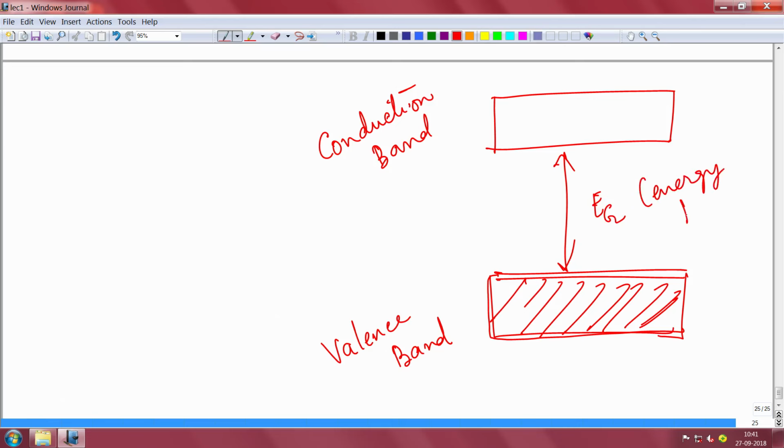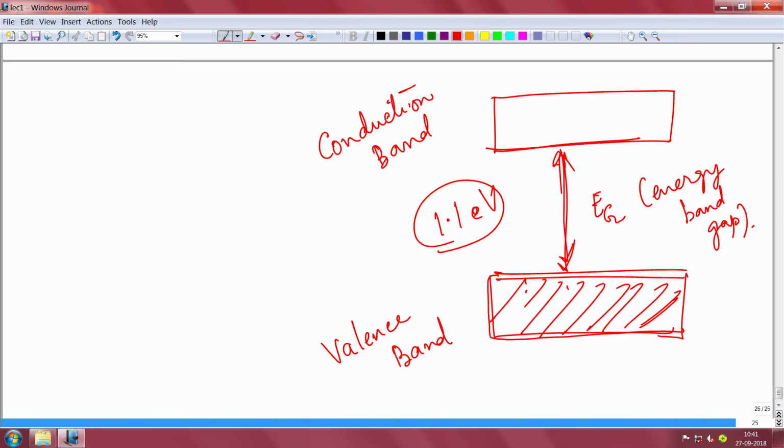It is a fundamental material property of every semiconductor. Every semiconductor has a band gap. This gap between the two can have values ranging from 0.1 eV or even lower up to 6 eV. There is a wide range of band gaps available, but a semiconductor like silicon has a value of 1.1 eV, right. 1.1 electron volt is the energy separation between the fully filled valence band and the empty conduction band.